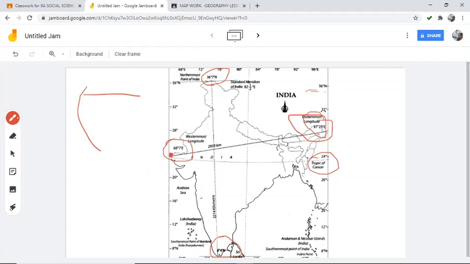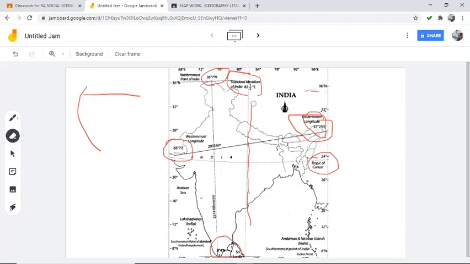When you consider the longitudes 68 degree 7 minute east and 97 degree 25 minute east, you can see this particular line. You can see a dotted line running from north to south. This one I am marking now. This line is almost in the middle of these two ends, between 68 degree 7 minute east and 97 degree 25 minute east. So this particular longitude, 82.5 degree east longitude, is considered as the standard meridian of India.